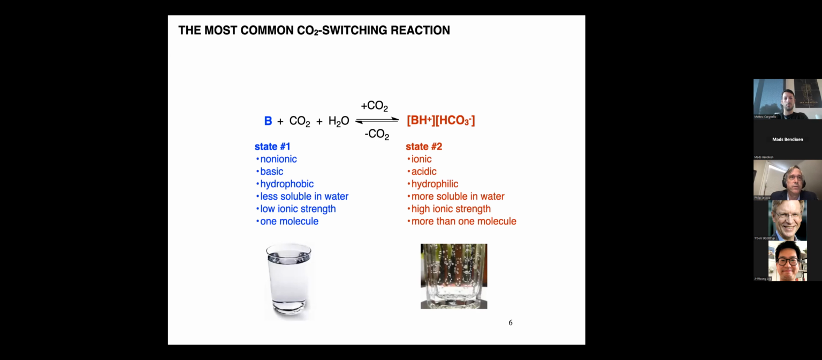So the blue state, where the amine is still neutral, is going to be a non-ionic basic material, relatively hydrophobic, less soluble in water. That solution in water is going to be low ionic strength. But if you look at the red state where the amine has been switched into the bicarbonate salt, now it's ionic, it's acidic, it's hydrophilic, it's more soluble in water, and the aqueous solution has a high ionic strength. Lots of different properties have changed, way more than is listed here.